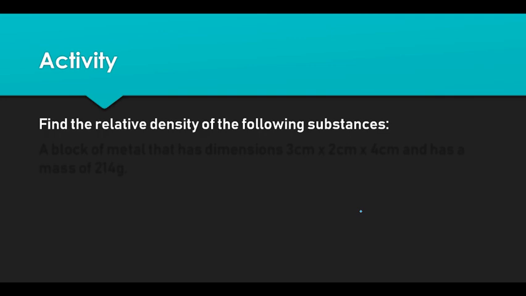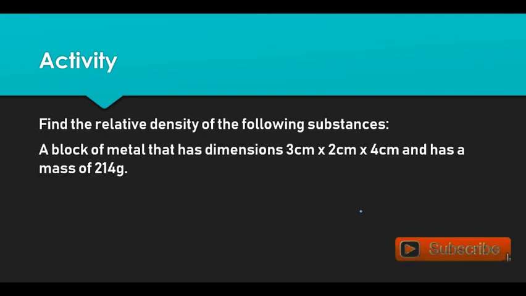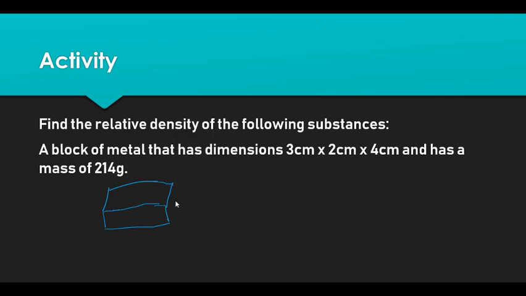So our final question asks us to find the relative density of a block of metal that has dimensions of 3 centimeters by 2 centimeters by 4 centimeters. So let me just do a quick sketch of this block here. So let's say this is our block, a block of metal. Alright, just a quick sketch. Alright, so this is our block of metal, and we're told that the dimensions are 3 centimeters by 2 centimeters by 4 centimeters.